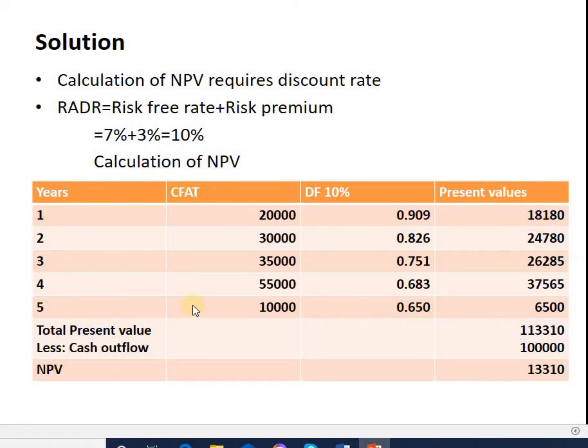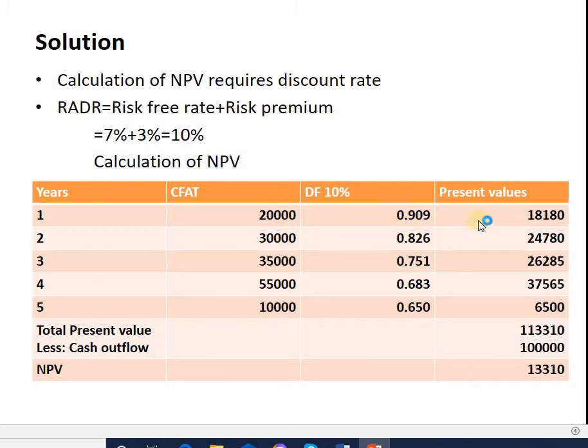We make a table: first the 5 years, then CFAT, that is cash flows after tax, which is given in the problem: 20,000, 30,000, 35,000, 55,000, 10,000, and the discount factor at 10%. How is this 10% arrived at? Here 7 plus 3 is 10%. We refer to the table and find the discount factors at 10%: 0.909, 0.826, 0.751, and for the fourth year 0.683 and 0.650. These are the present value interest factors from the table at 10%.